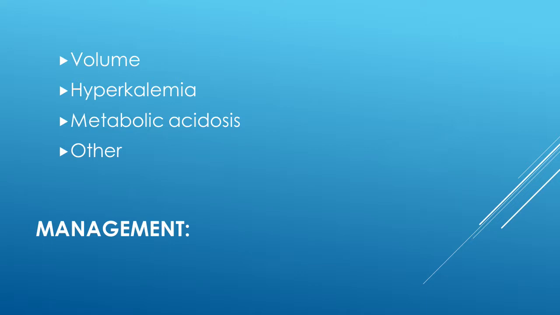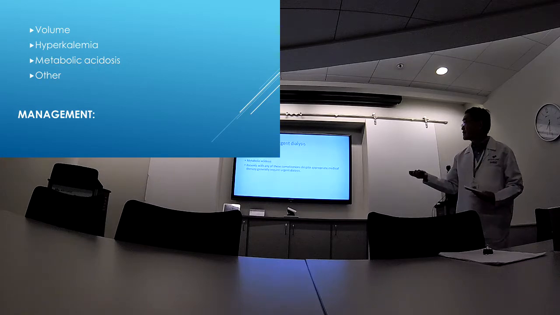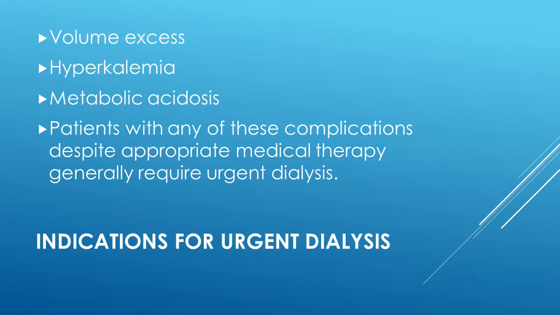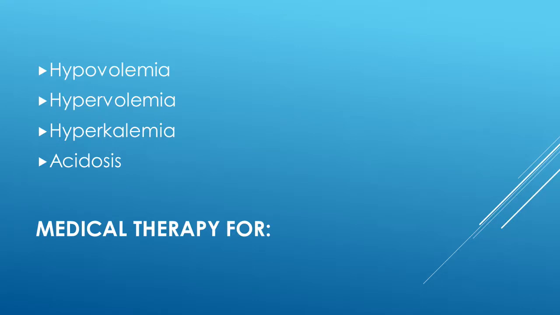And then metabolic acidosis, the pH is less than 7.1, we will give bicarb, but usually they're going to need dialysis. So urgent dialysis, volume excess, and I'd say volume's the most common reason we say we need to start dialysis, and we get clues by the chest x-ray showing pulmonary edema, low O2 sat, hyperkalemia more than 6, acidosis, pH less than 7.1. And so there's medical therapy, and then there's dialysis.